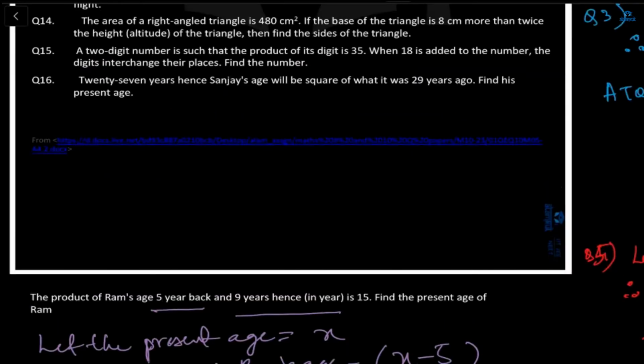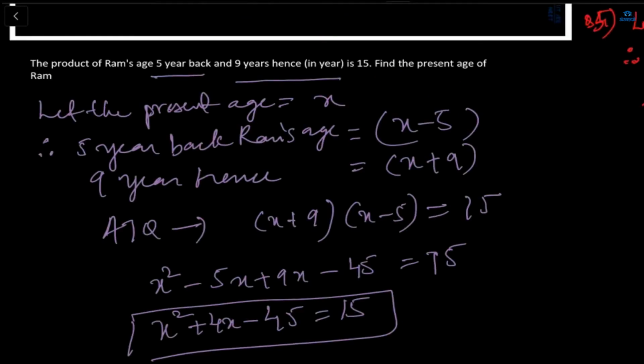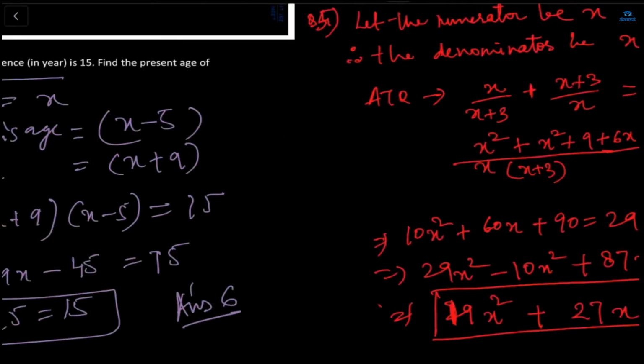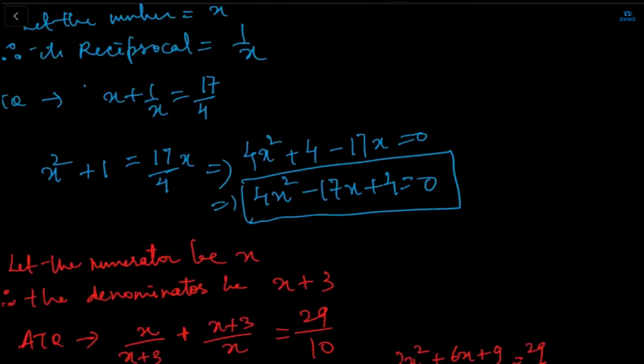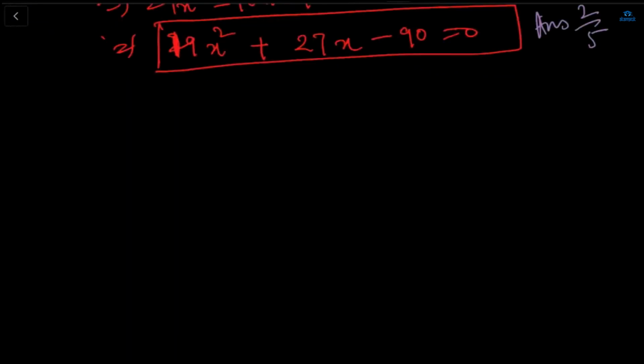I can write the final answer if you want. Let me check what the question is. Question number 6: the answer is 6. The fifth answer is 2 by 5. I'm just telling you the answers directly, and when you solve it, you can check your values. Understood? Now, let's do another question.